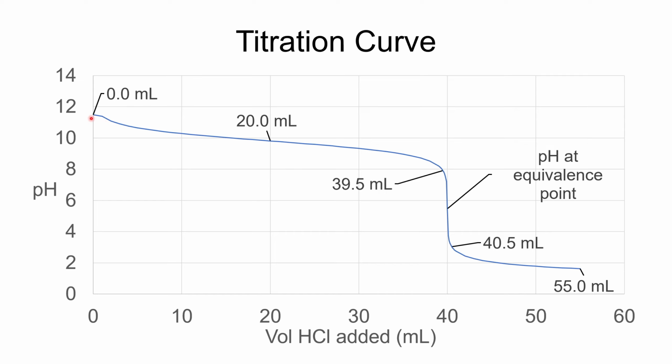And the 4 regions are the beginning, which is not really a region, it's just one point. The buffer range, which is going to be all these points between where you started and the equivalence point. That's all going to be in the buffer range. And then there's at the equivalence point, which is going to be its own calculation. And then there's beyond the equivalence point. And so we did examples of each of those.